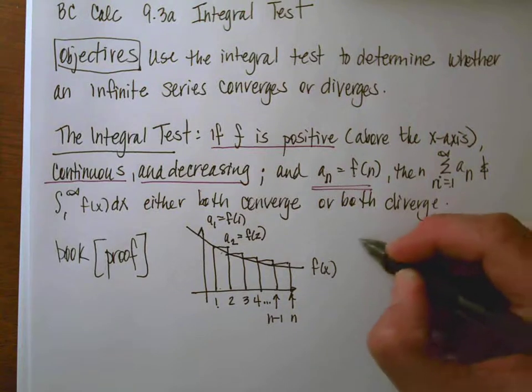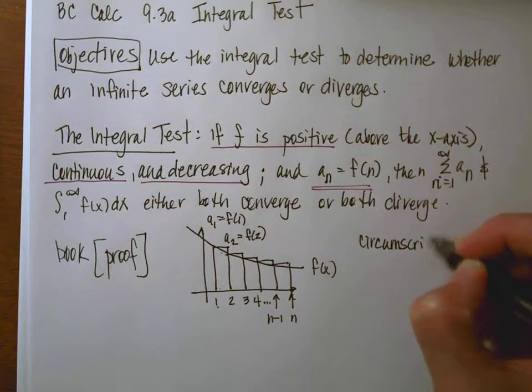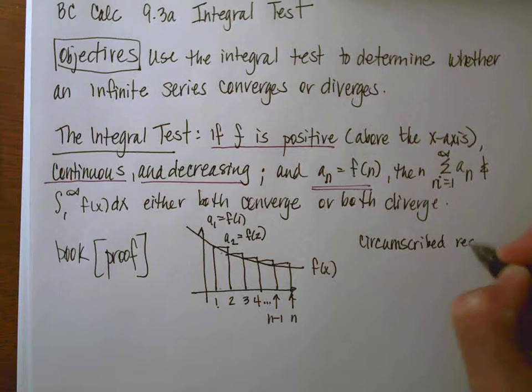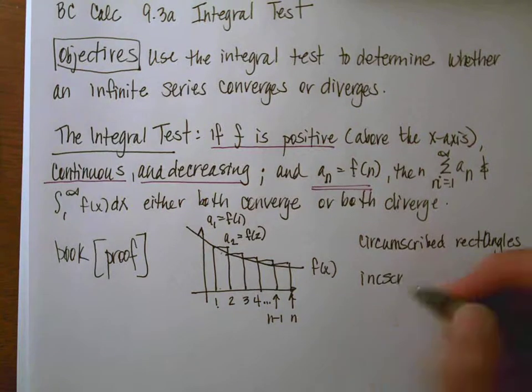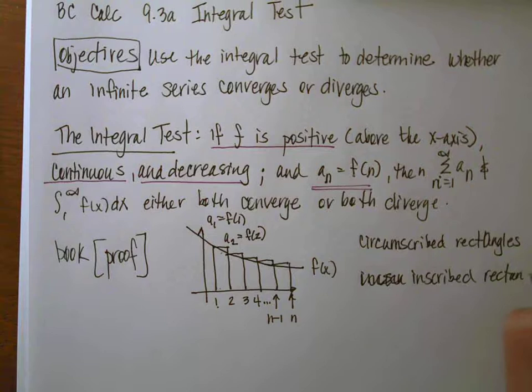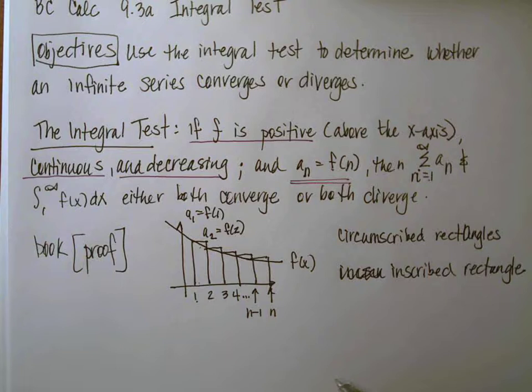And so basically, I'm going to have my circumscribed rectangles and my inscribed rectangles, which would give me an evaluation of the sum of the terms, or the sum of the rectangles.